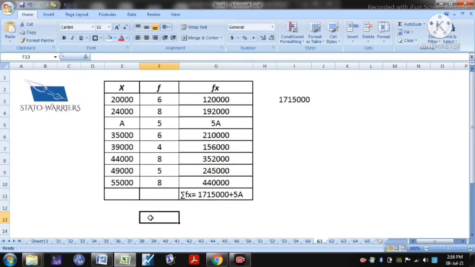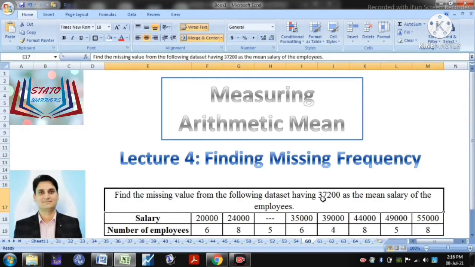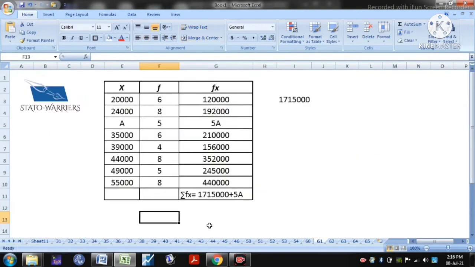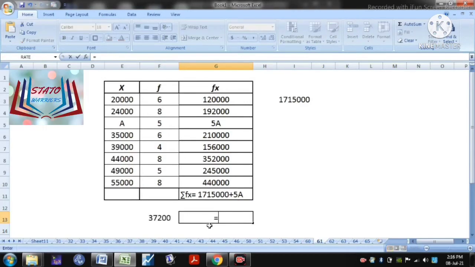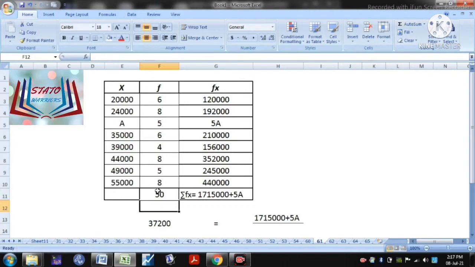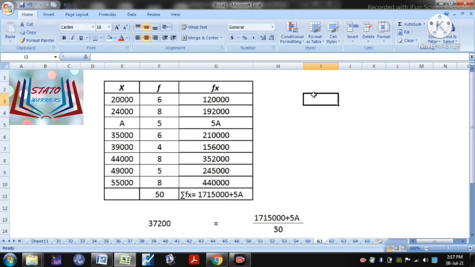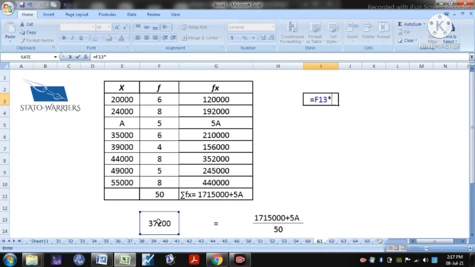So the mean value we know, because they have given us the mean salary of all the employees. That is 37,200. Put it here. 37,200 is the mean salary which all the employees are getting, is equal to summation fx divided by the total frequency, which is 50, meaning the value of n is 50. So now we are going to solve it. We will cross multiply it. 37,200 multiplied by 50 is equal to this value.